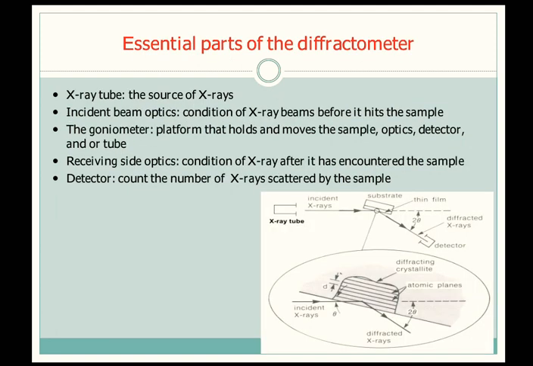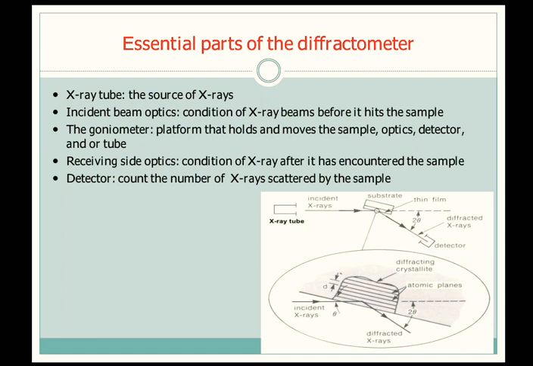So the essential parts present in this are, one is the X-ray tube. It is the source which generates X-rays. The next one is incident beam optics. That is the condition of the X-ray beam before it hits the sample. The next is the goniometer. This is the platform that holds and moves the sample, optics, detector and tube. So it is a holding device. It holds the specimen. It will hold the detector and tubes.